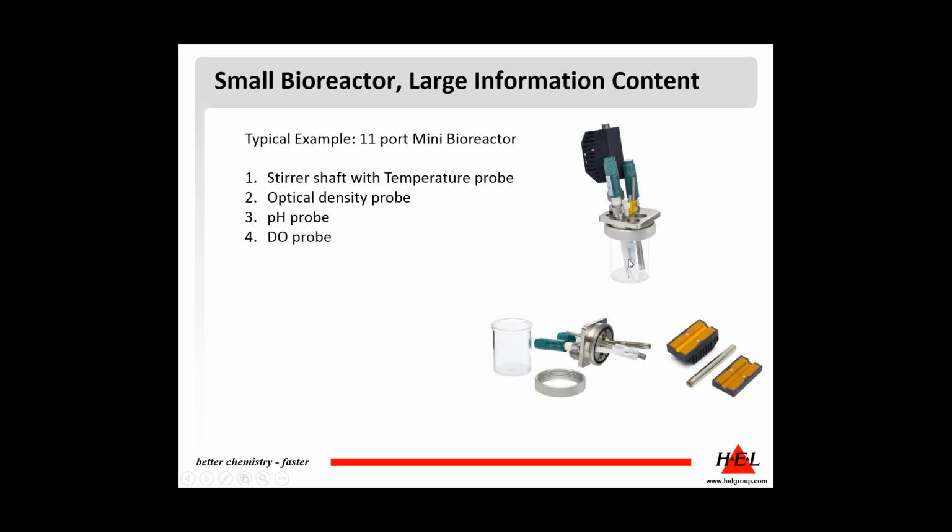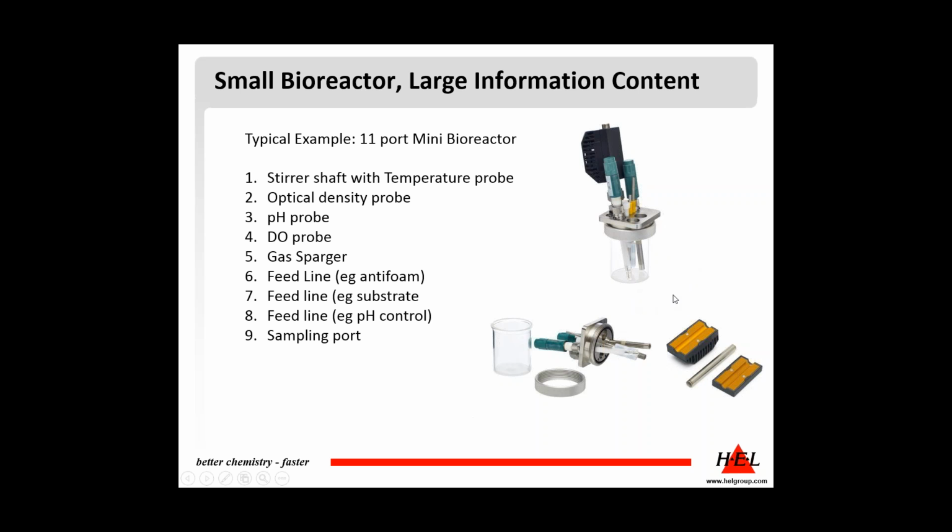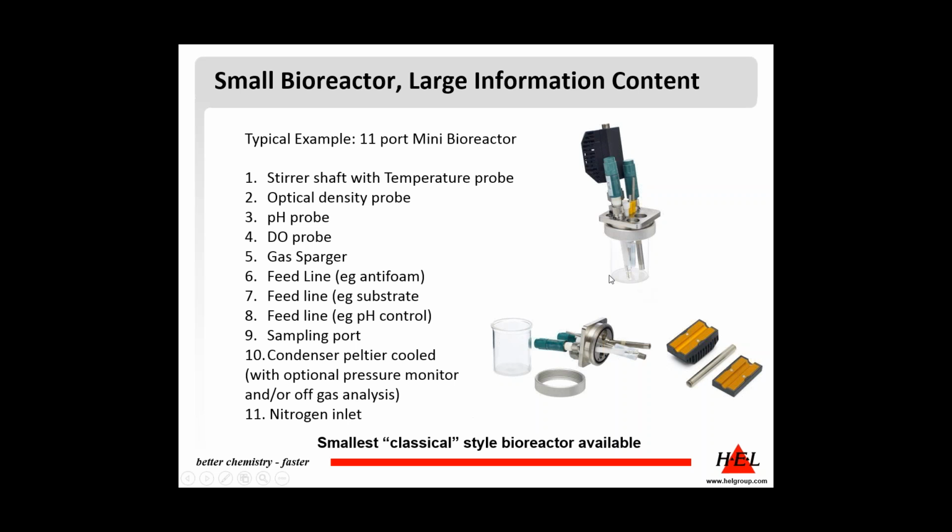So here we have 11 ports. 4 of them are dedicated to different probes. Then we have a gas sparger, different feed lines for liquids, sampling port, a condenser to maintain volume, and here you can place a pressure monitor or gas analysis tools, and finally a nitrogen inlet as an option. So at the moment we feel this is the smallest classical style bioreactor available, and indeed all our miniature bioreactors can be populated in this way.